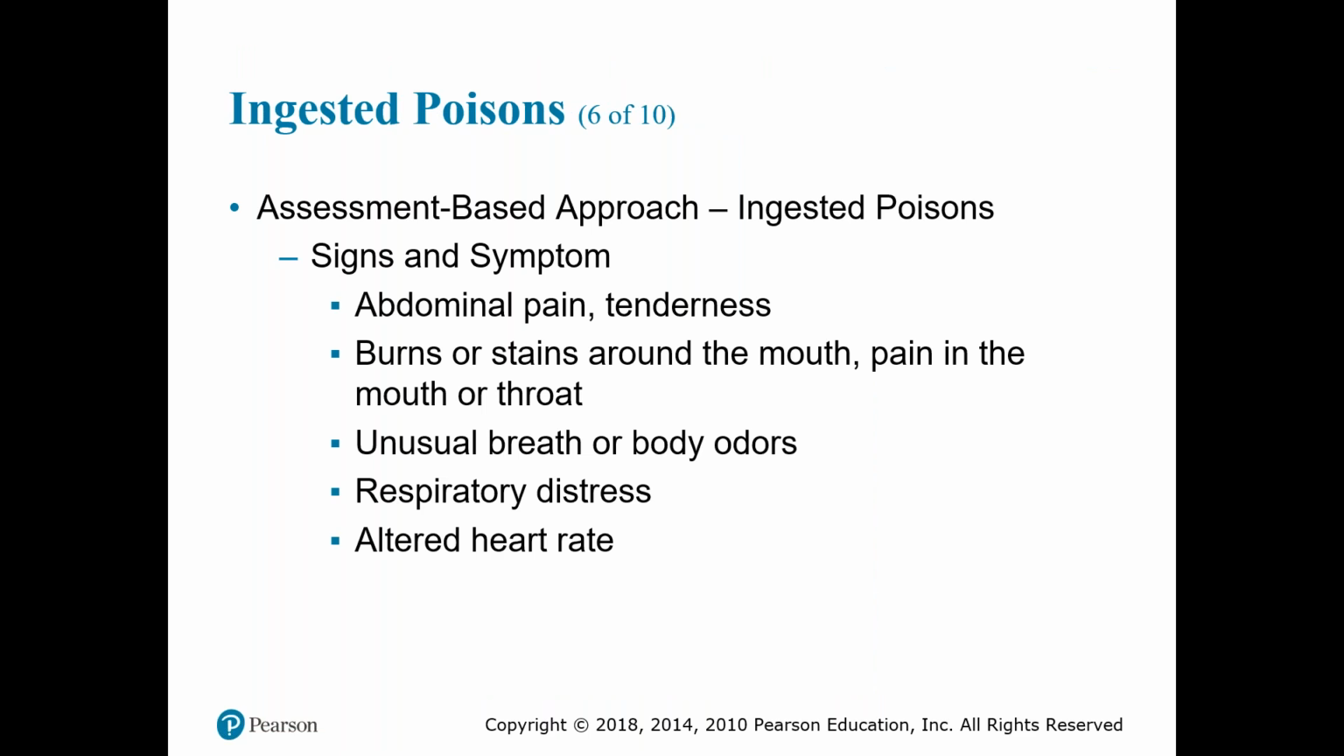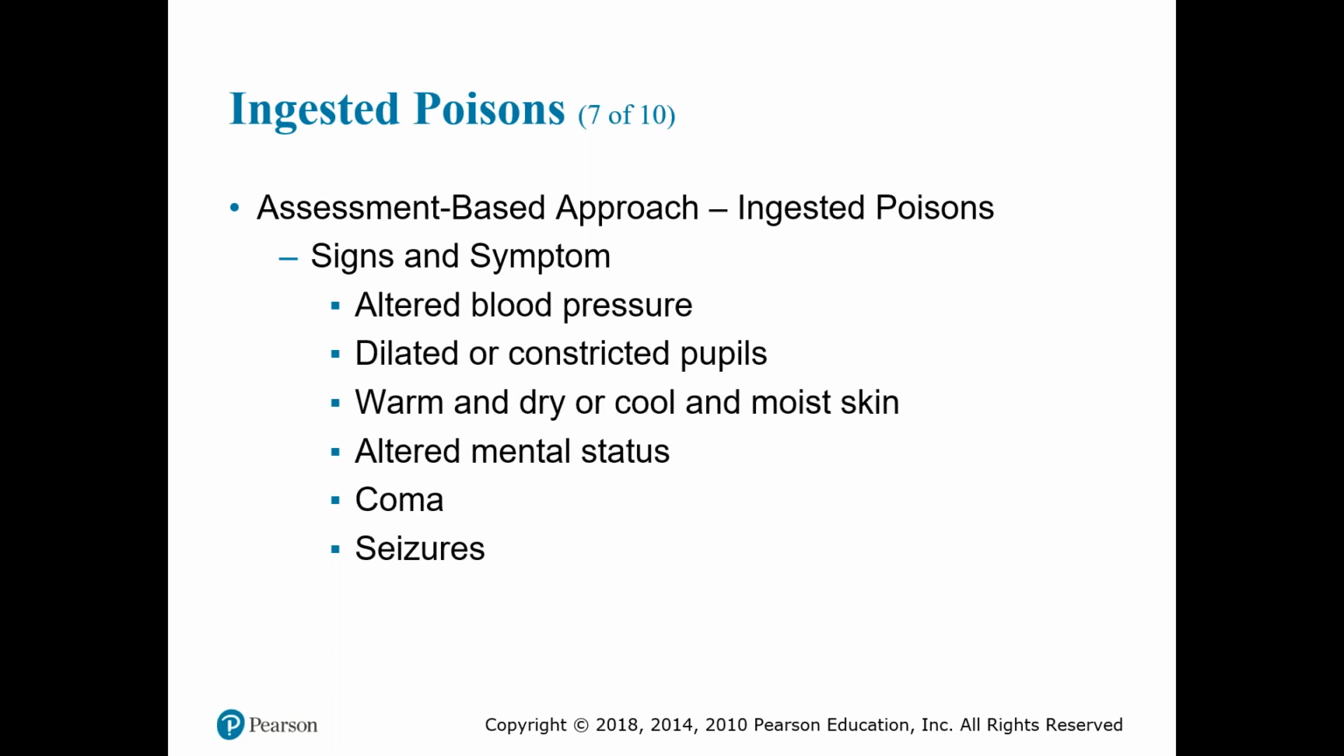Other signs and symptoms based on our ingested poisoning, we could see abdominal pain and tenderness. So make sure that we get our hands on our patients and check those different quadrants. Could see burns or stains, unusual breath or body odors, respiratory distress, and then also altered heart rate. A lot of poisonings will actually drop the heart rate. So we're going to see bradycardia instead of tachycardia with a lot of our emergencies that we're going to respond to. Other things, pupils are big ones when we're looking at poisons because oftentimes they compromise the central nervous system, which again is going to affect the pupil dilation and or constriction.